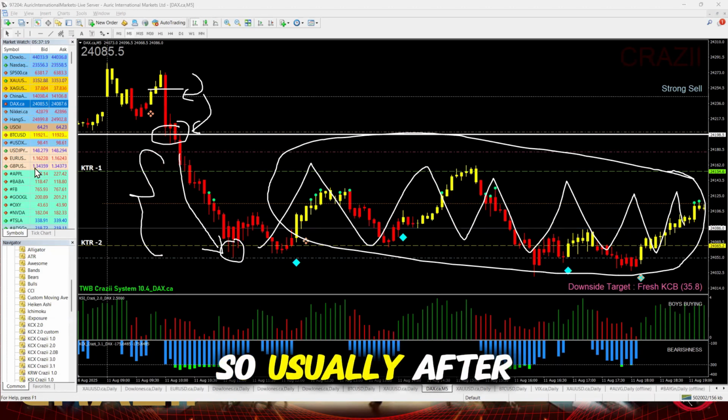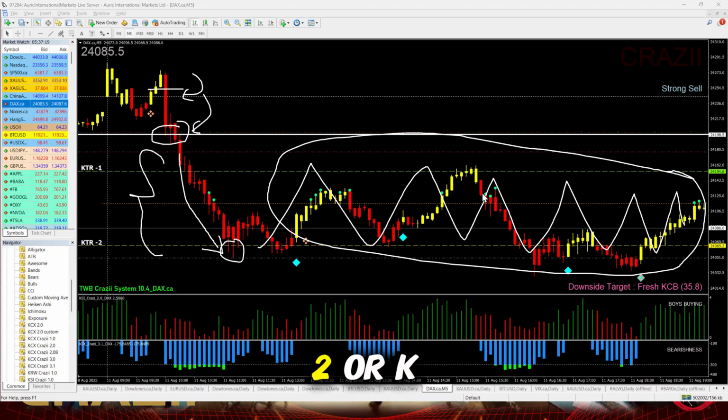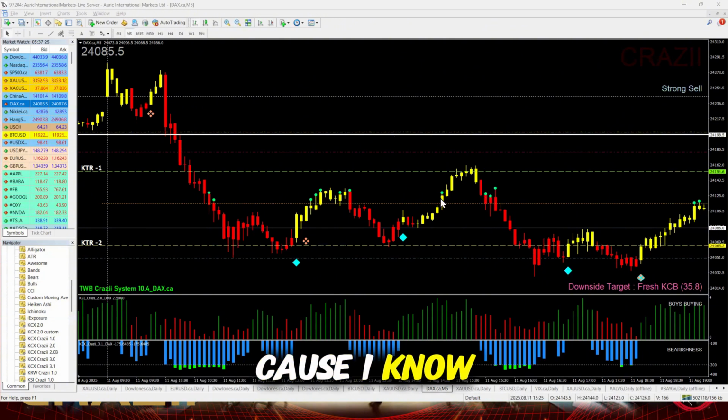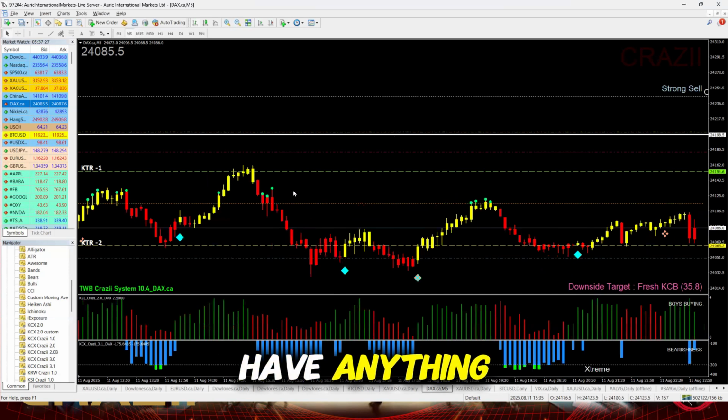Usually after the market hits KTR -2 or KTR +2, normally the aftermath, I don't really trade because I know that it goes sideways. You won't really have anything. You can see at the end of the day, the market just stagnant all the way.